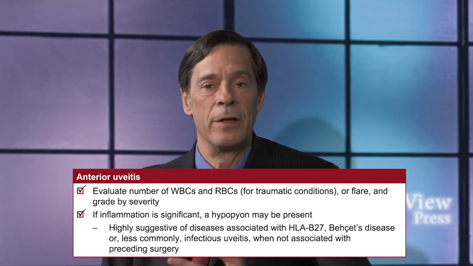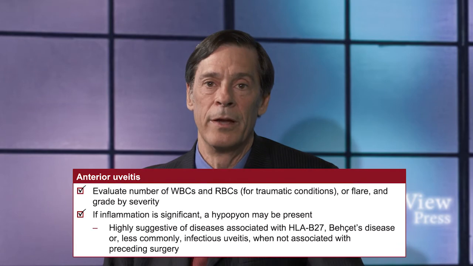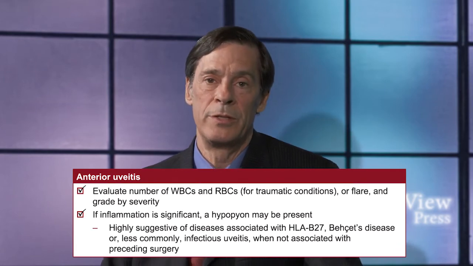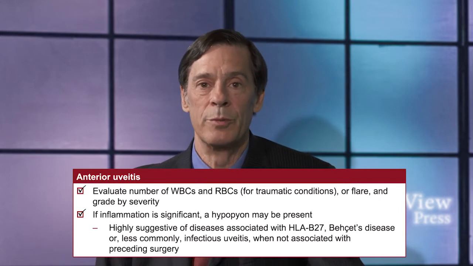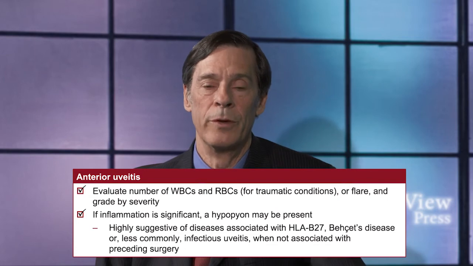A hypopyon is like the ultimate manifestation of cells in the anterior chamber, and it's a layering of white blood cells in the anterior chamber, and it goes along with diseases such as HLA-B27 associated conditions like ankylosing spondylitis, which is actually the most common cause of an autoimmune hypopyon uveitis.